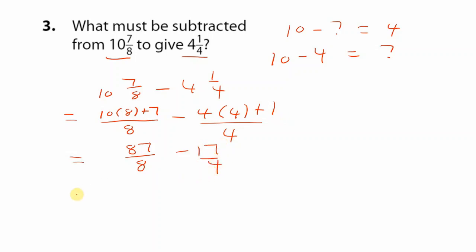Now we need the same number at the bottom. So in what can both 8 and 4 go? You could say 8 times 4 is 32, but in fact 4 goes into 8 twice, 8 goes into 8 once, so we can simply use 8. 8 will work. How do we get from 4 to 8? Yes, we multiply by 2. What we do to the bottom, we should do to the top.